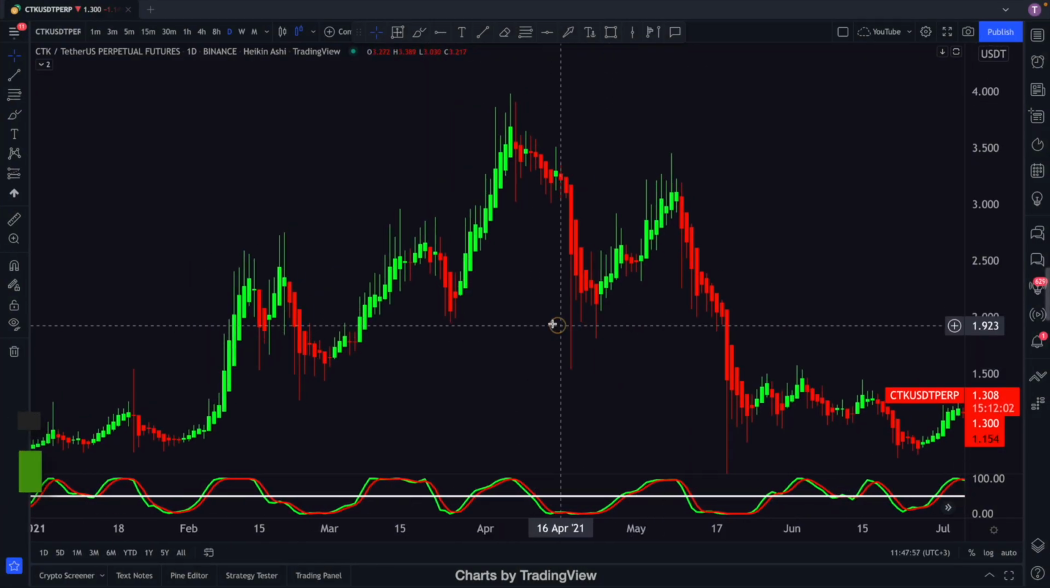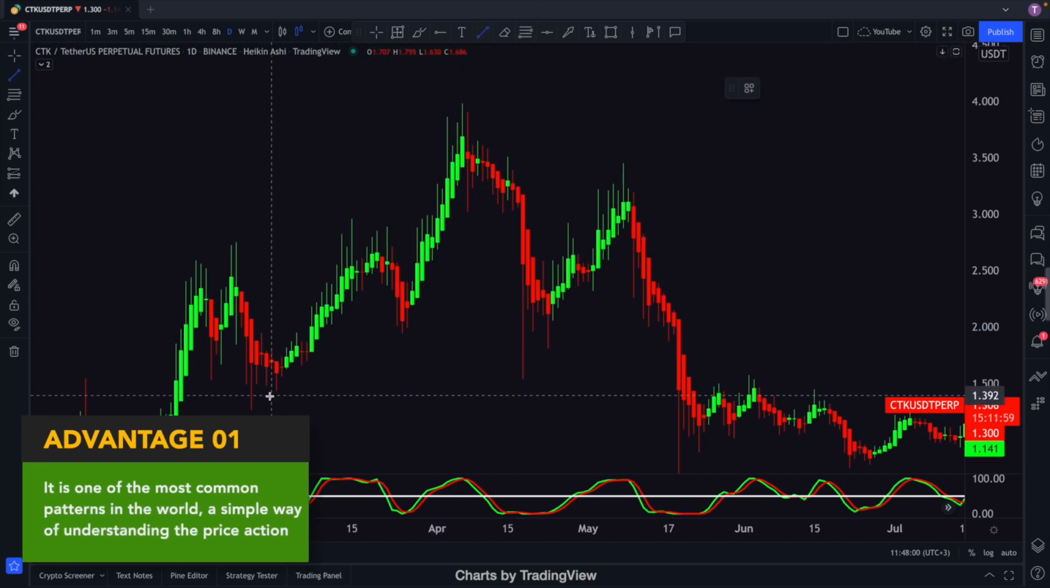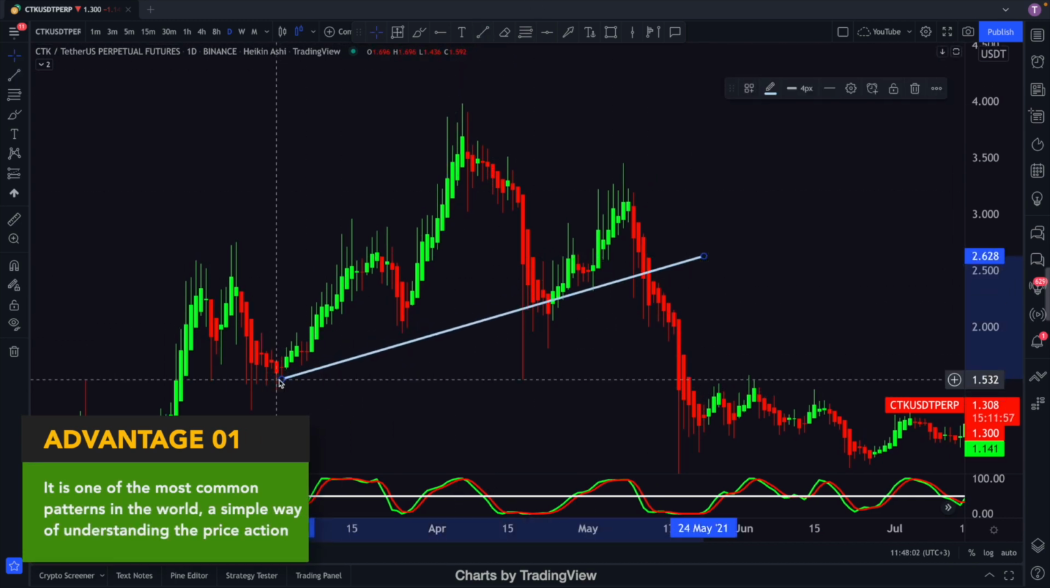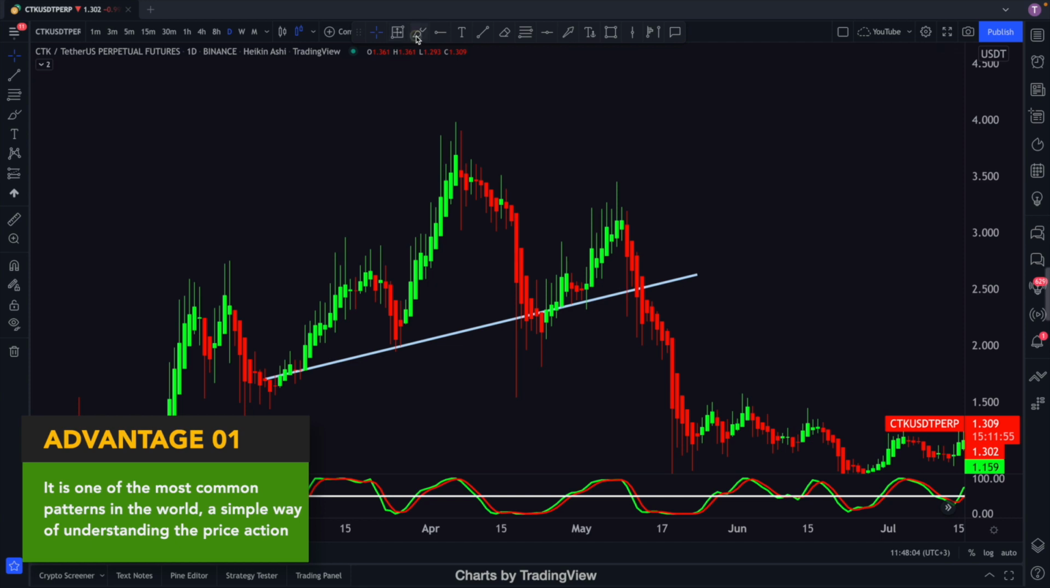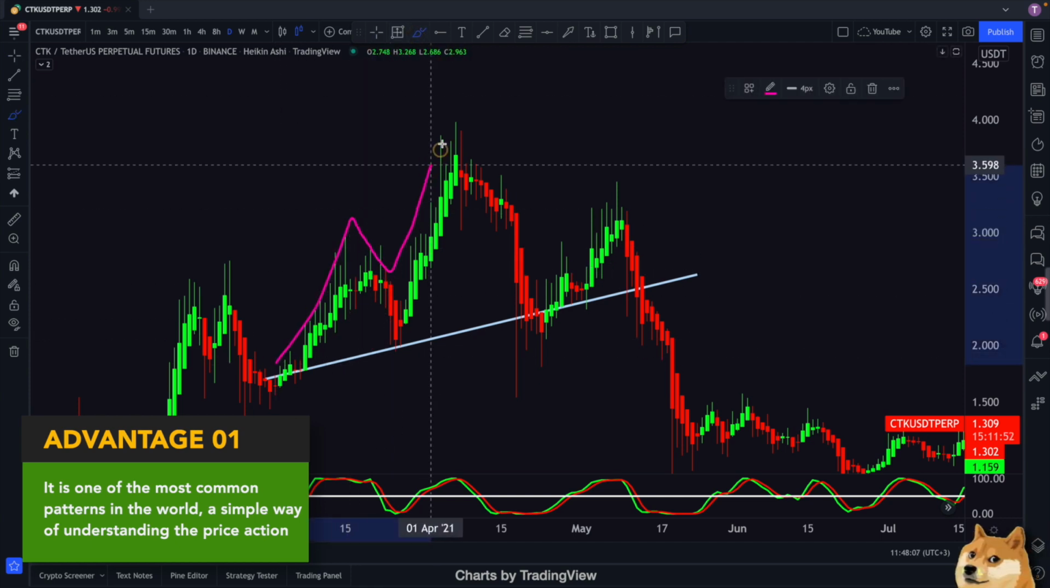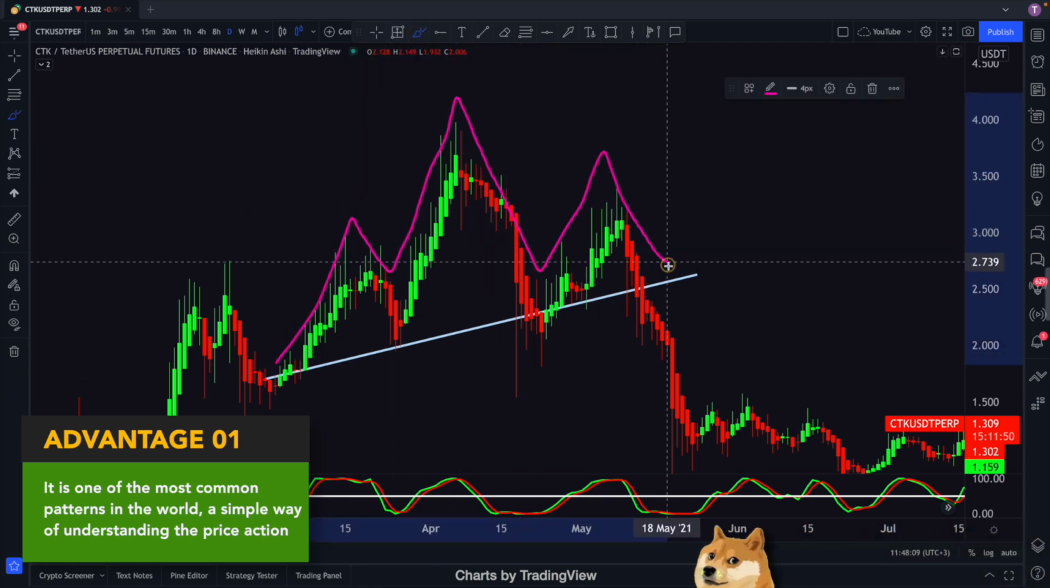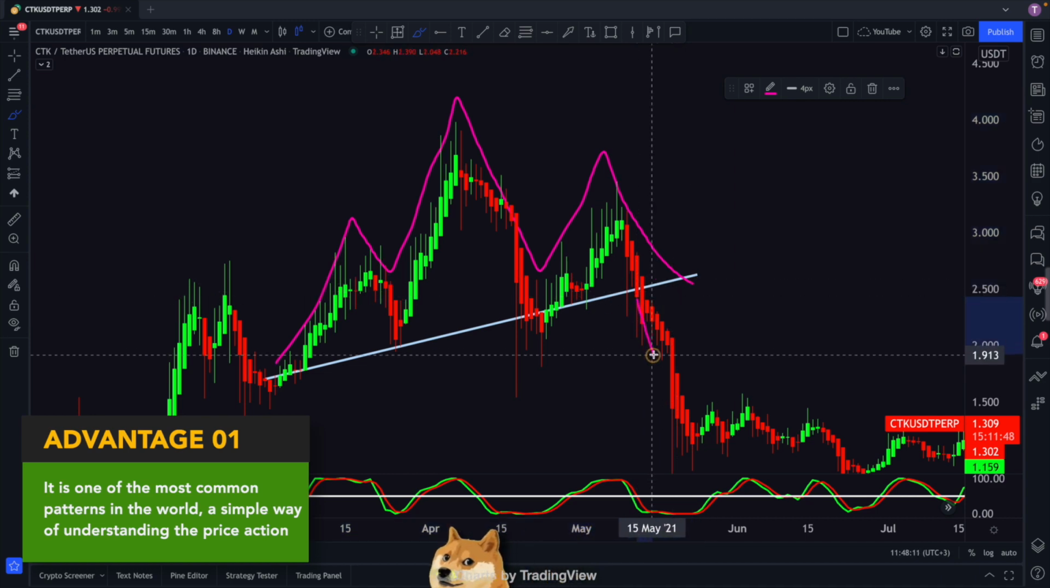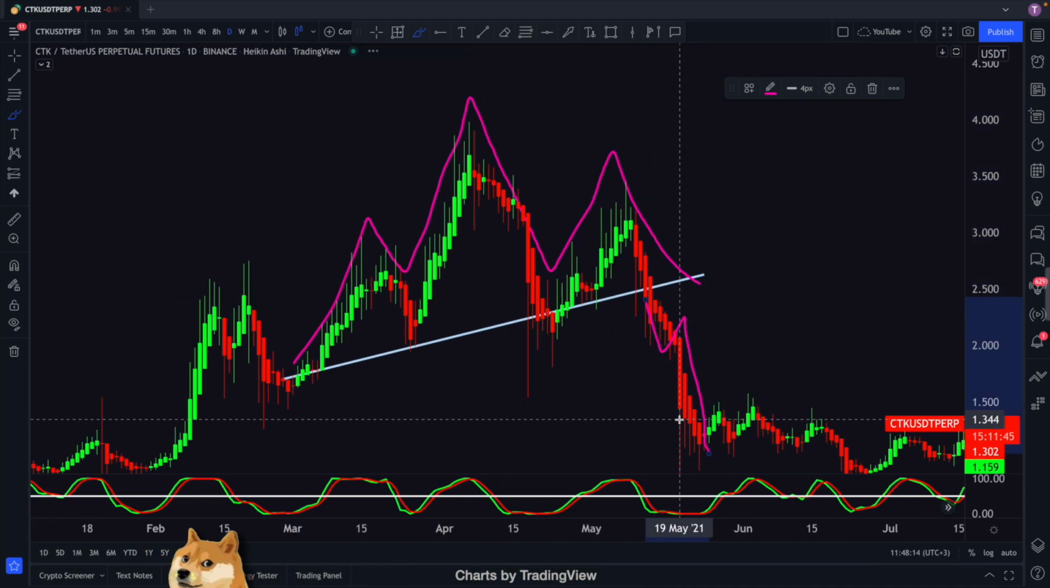Advantages. 1. It is one of the most common patterns in the world, a simple way of understanding the price action. Also, identifying the head and shoulders is quite easy with Heikin Ashi, so you can quickly scan charts with it or use a screener service.